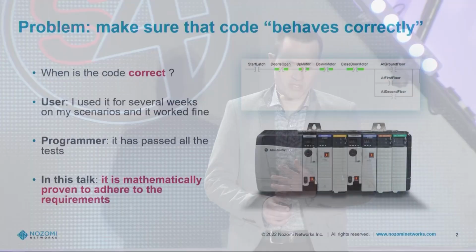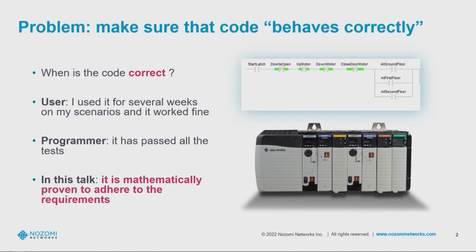Here we go for another definition of correctness, which is, in our opinion, more precise, which is the following. The code is correct if it is mathematically proven to adhere to some requirements. So we take the requirements of the code, we take the code itself, and we use a tool to check that the requirements are satisfied by the code.